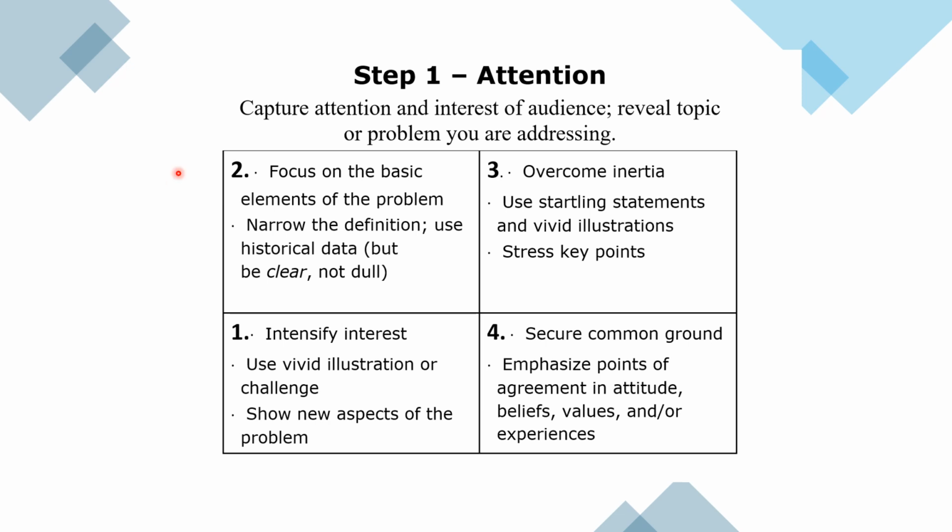And now we're going to go through each of the steps of Monroe's motivated sequence. I'll talk about the first couple, and then you'll understand how it goes for the next few. But attention, your attention step is step 1 in Monroe's motivated sequence. You want to grab the audience's attention. I'm following quadrant 2 because that's where my audience fell, and so I'm going to focus on the basic elements of the problem. Because remember, this is the uninformed audience if you're in quadrant 2.